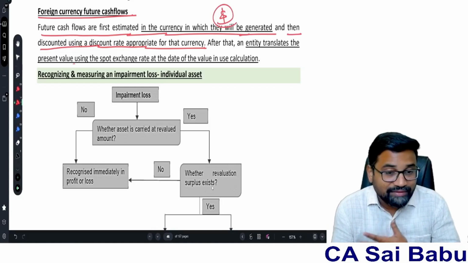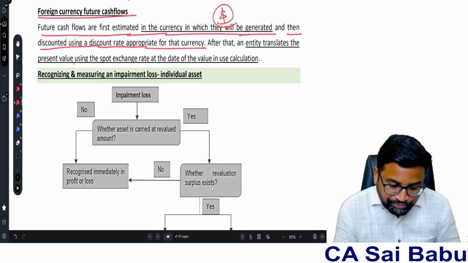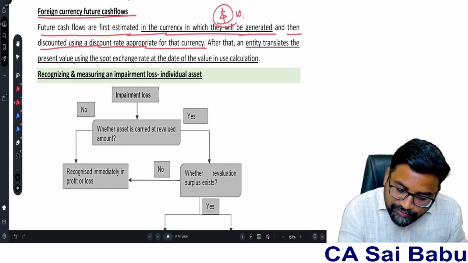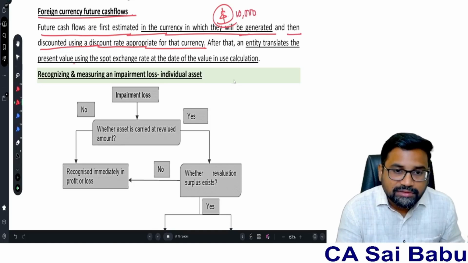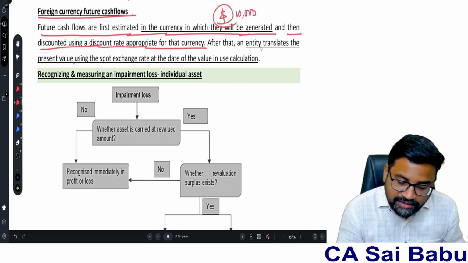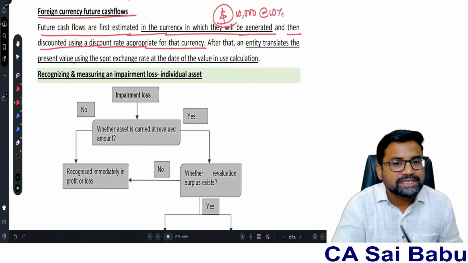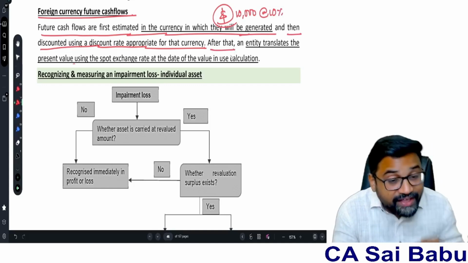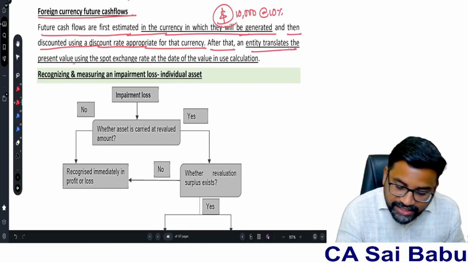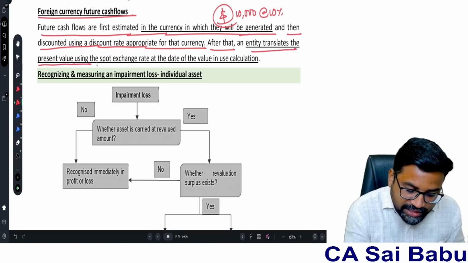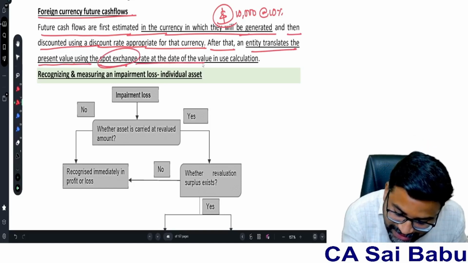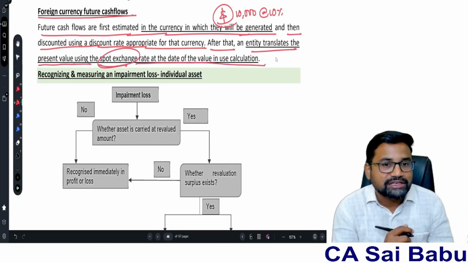There is a question also I have given in my question bank. Suppose, for example, my future cash flows is $10,000. First, discount them into the present value. For example, the discounting rate is 10%. So convert them into the present value. After that, an entity translates the present value using the spot exchange rate at the date of the value in use calculation.